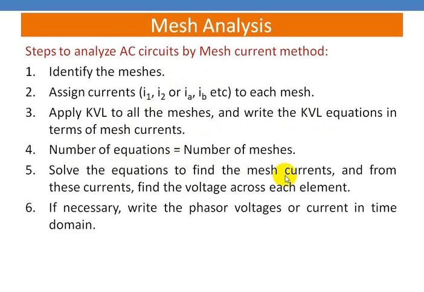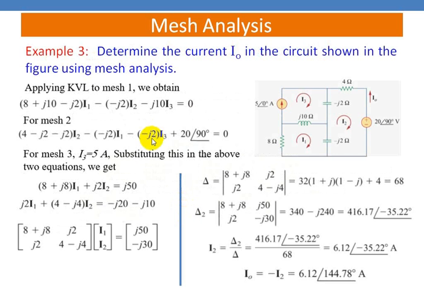Solve the equations to find out mesh currents. So solve them, and then from these currents you can find out the voltage across the elements. If necessary, you can write the phasor voltages or currents in time domain. Now consider this example. Determine the current I0 in the circuit shown in the figure using mesh analysis.